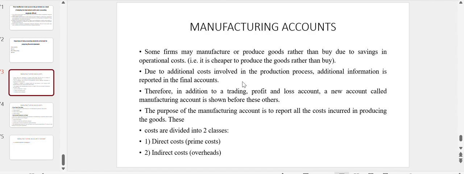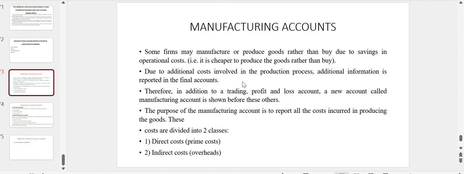So what is manufacturing accounts? For companies that manufacture goods or produce goods, they will have to open an account called manufacturing account to determine the total cost of production. And you know, there are companies that may decide to manufacture or produce because it helps them to save on the operational costs. So it is cheaper to produce the goods than to buy the goods.